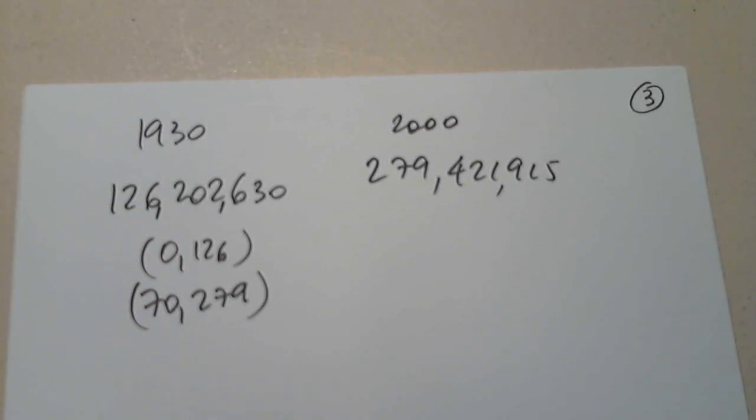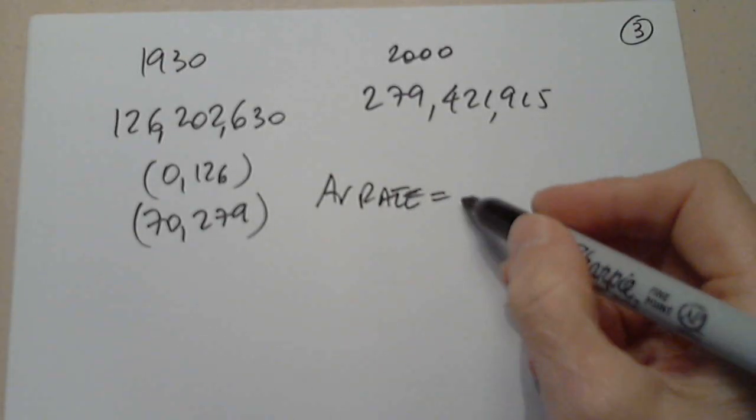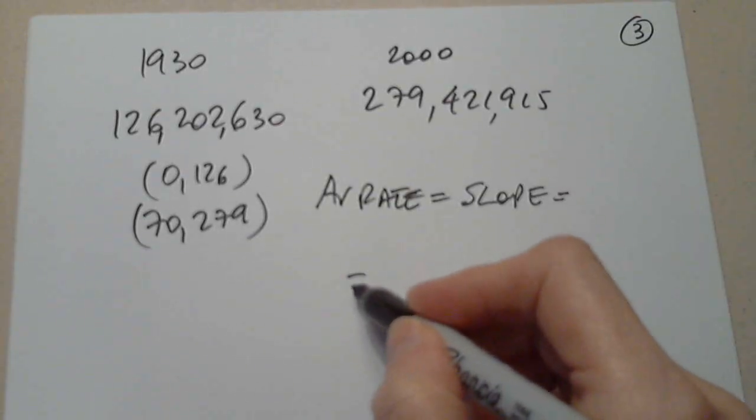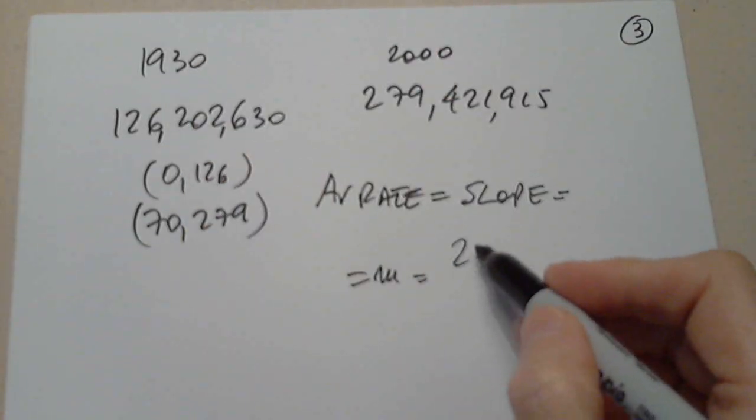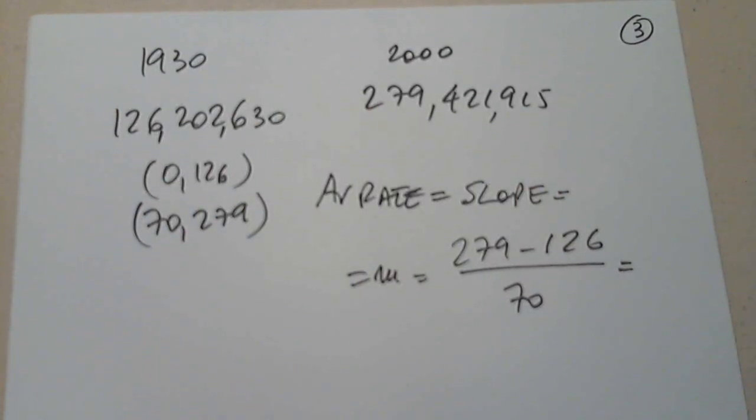Good. So average rate or slope, same thing: y2 minus y1 over x2 minus x1. And calculate it as I showed you. Please don't do step-by-step situations. There is no need. So in parentheses, 279 minus 126, close the parentheses, and divide by 70.